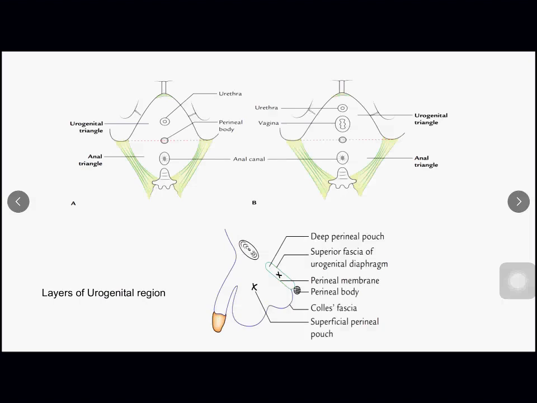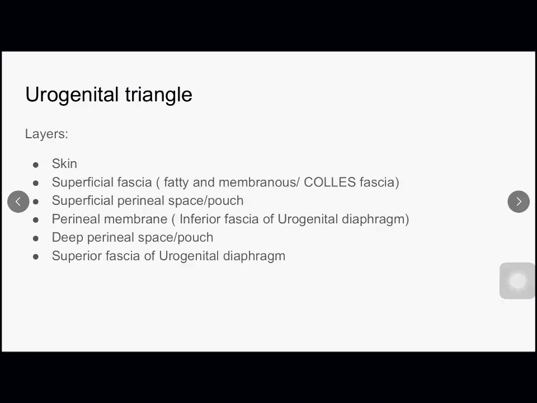So this will be the extent of the Colles' fascia. They may ask you this in short answers, so you should know this diagram. Posteriorly it is attached to the perineal membrane, then it continues with the dartos muscle of the scrotum, then with the skin of the penis, and then with the anterior abdominal wall fascia, that is Scarpa's fascia. Okay, so this is about the extent of Colles' fascia.